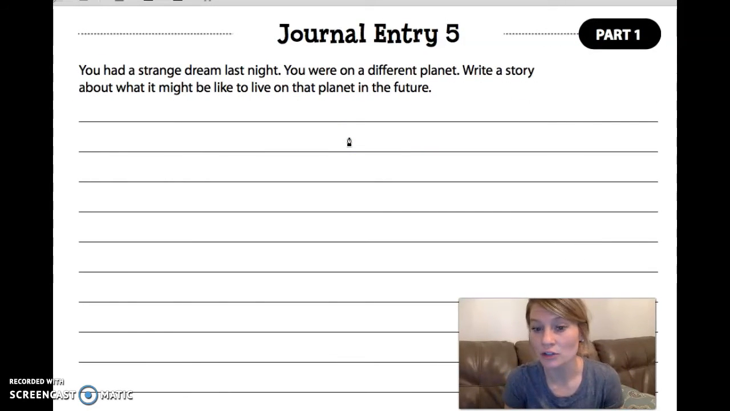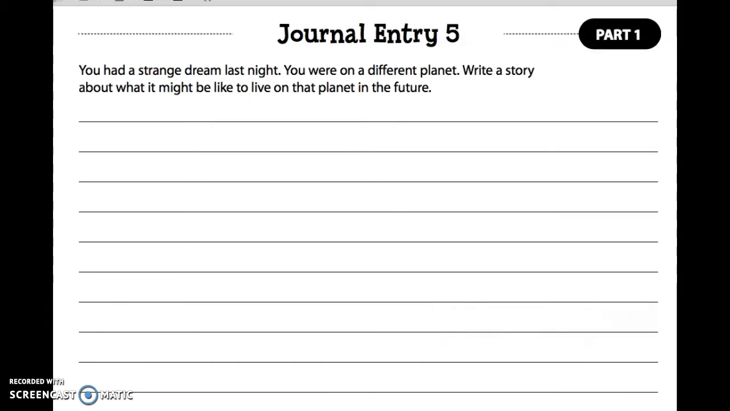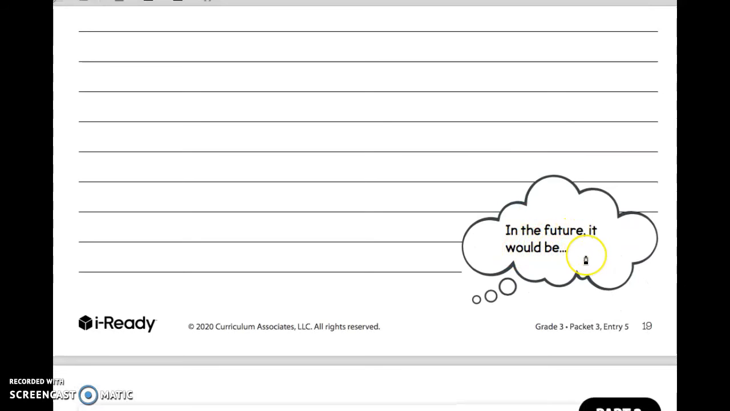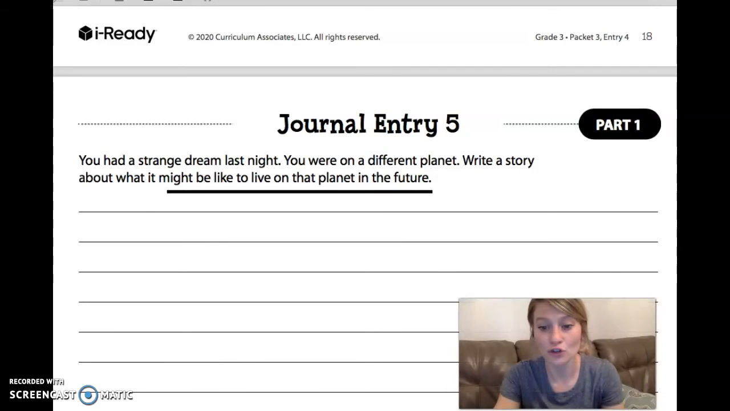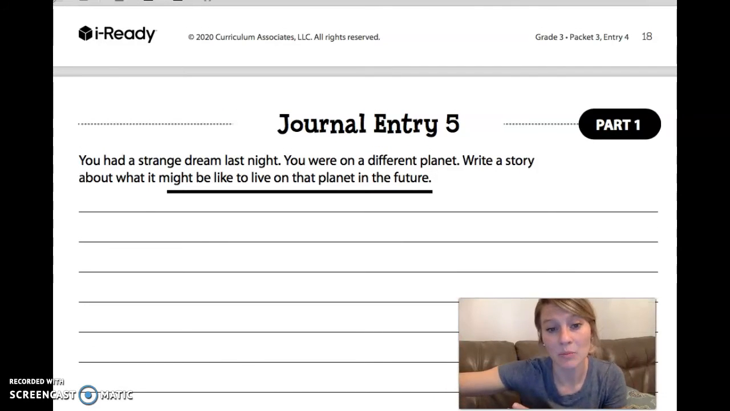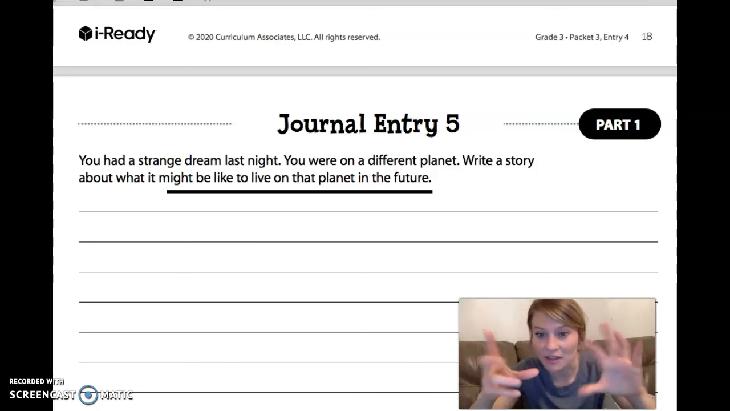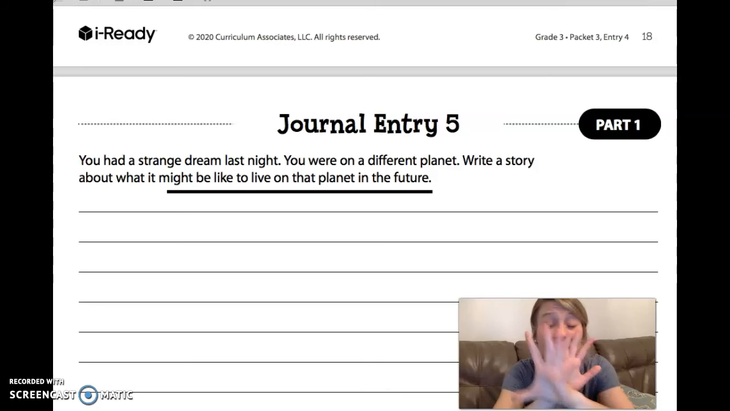You had a strange dream last night. That means weird. You were on a different planet. Write a story about what it might be like to live on that planet in the future. So you need to write a make-believe story about what it might be like to live on a planet in the future. And I love this prompt here. Look what this says: in the future, it would be. Now remember, the future is what's going to happen. What do you think is going to happen? What's it going to be like to live on this future planet?